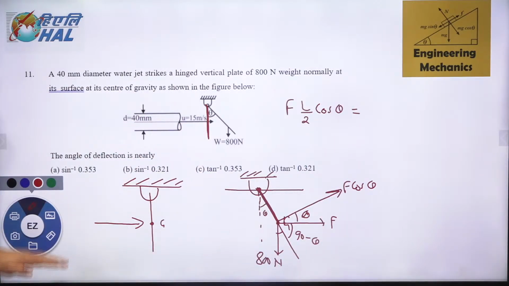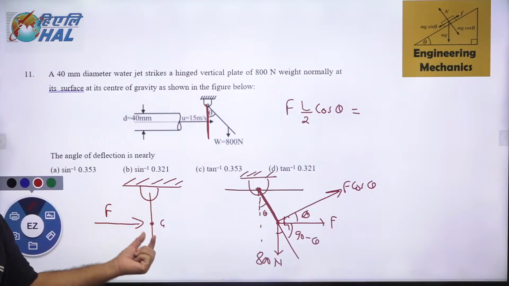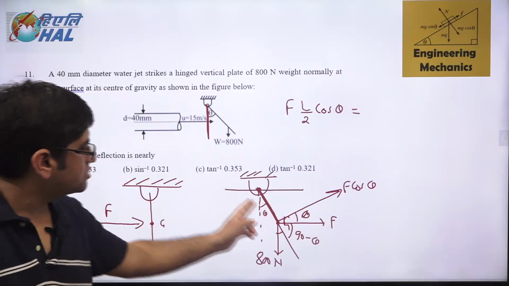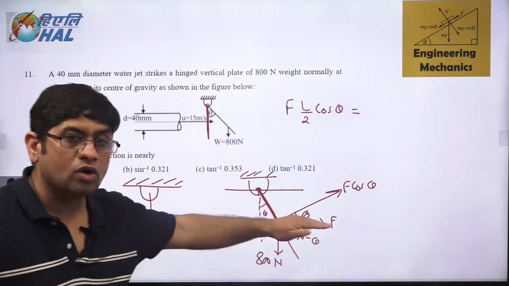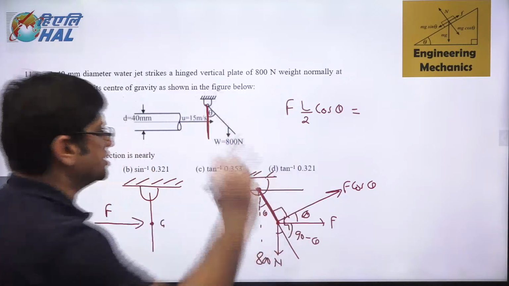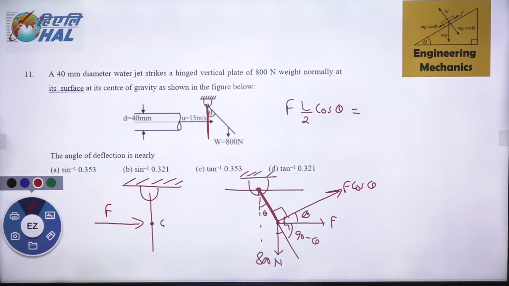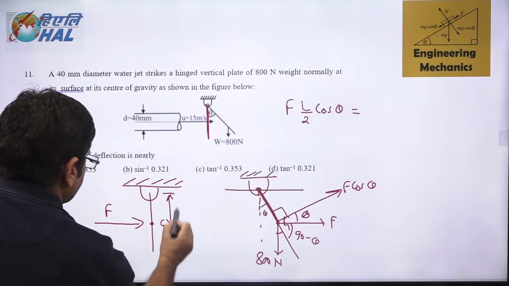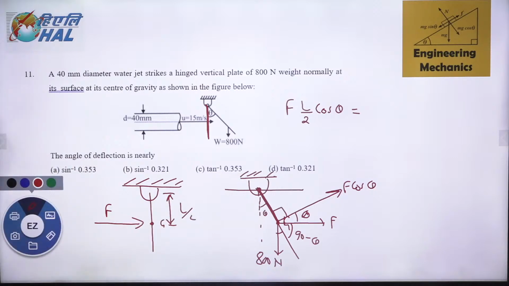So try to understand. This F is the force which the liquid jet applies on the plate at the centroid. Now in this particular condition, this F has two components, one perpendicular to the plate, that is F cos theta, and another in the direction of the plate. So F cos theta produces F cos theta into L by 2. So what is L by 2? L by 2 is this particular length, because the centroid is at the half point.